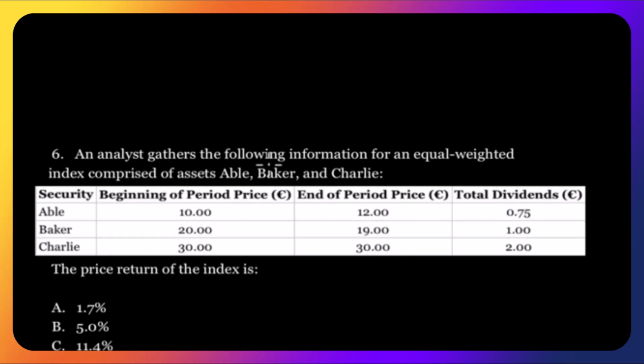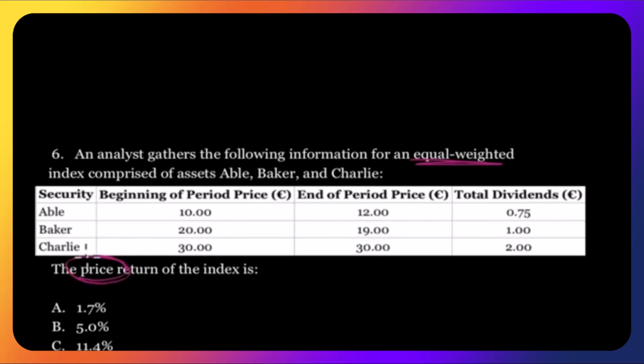Trust me on this. An analyst gathers the following information for an equal-weighted index comprised of assets Abel, Baker, and Charlie. Equal-weighted. The price return of the index is... Pay attention, because it's easy to slip. If I calculated a total return, one of these answers will be a total return. One of them will be a price return. You'll calculate total return, you'll look and go, aha, there it is, and you'll circle it.